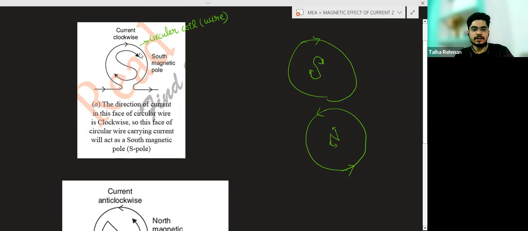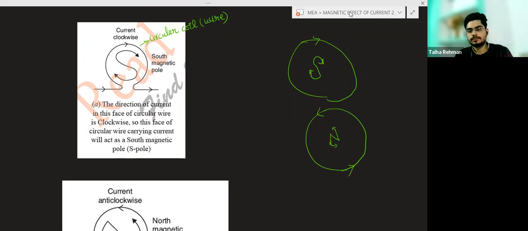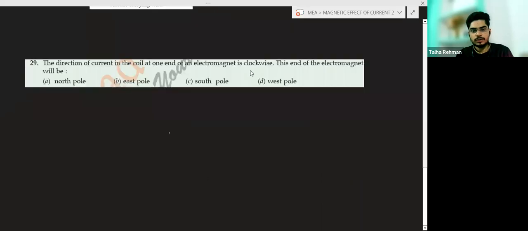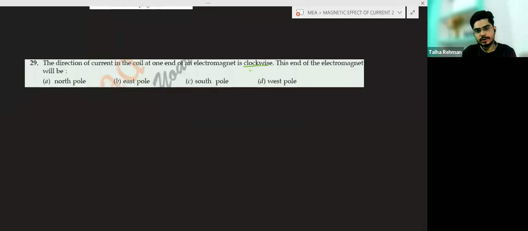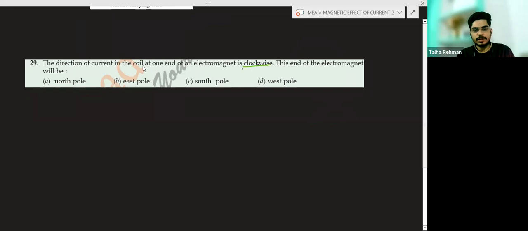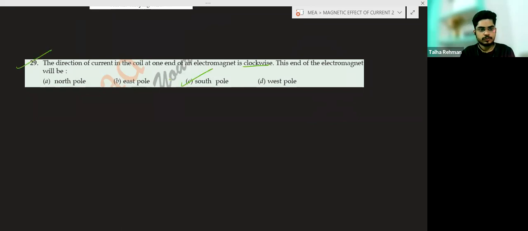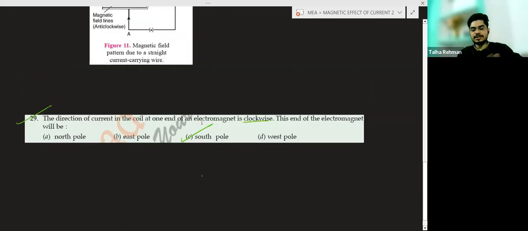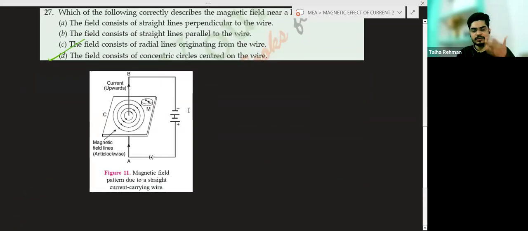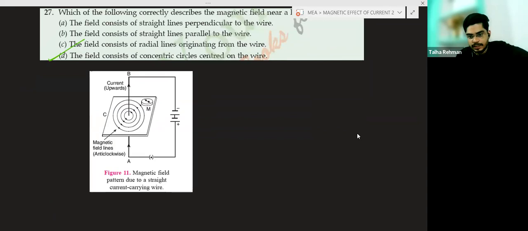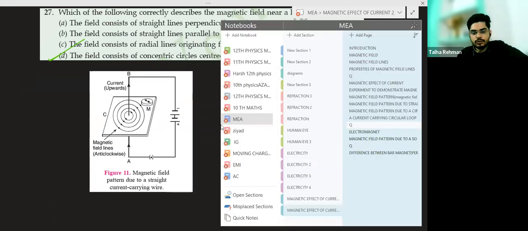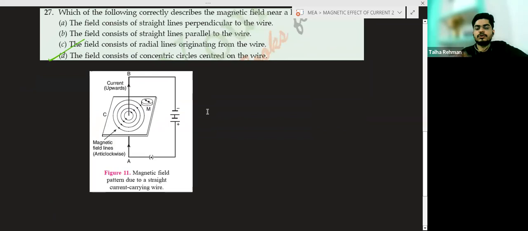So they are asking for clockwise. In a coil the current is clockwise, which means south pole. So these types of questions you will get, and some long answers also. Draw the magnetic field lines and all that we will do there. Then we will study the electromagnet, and after that we will discuss the solenoid. Almost time left, 5 minutes.